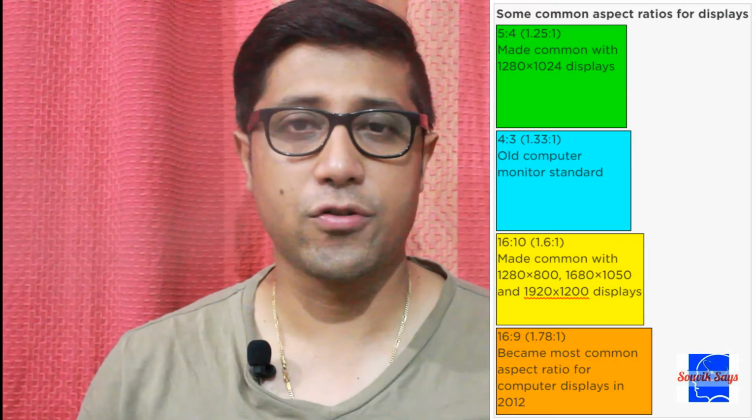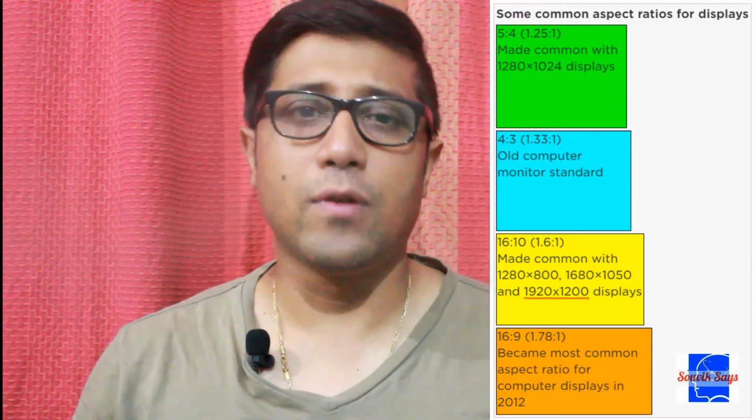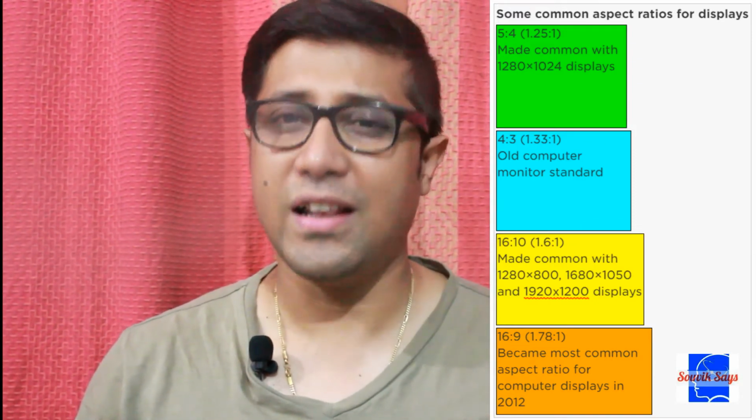The aspect ratio of the computer display is the proportional relationship between its width and its height. It is expressed as two numbers separated by a colon. For example, 16:9. Current and common aspect ratios for displays are 5:4, 4:3, 16:10, and 16:9. This graphic will help you understand this a little better.